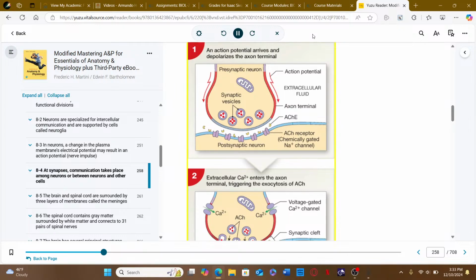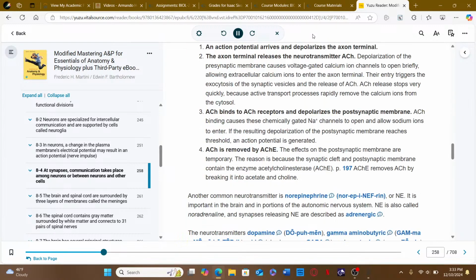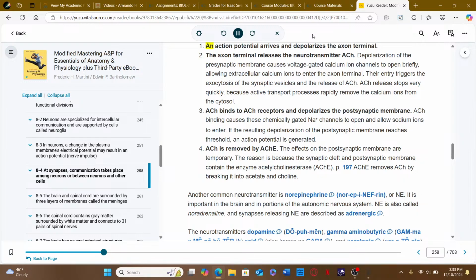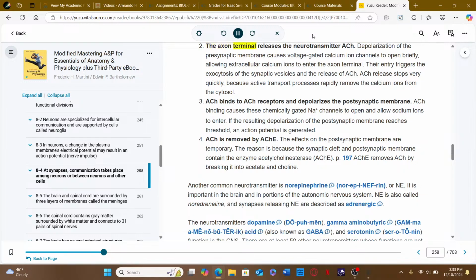Figure 8-11: The events at a cholinergic synapse. An action potential arrives and depolarizes the axon terminal. The axon terminal releases the neurotransmitter ACh. Depolarization of the presynaptic membrane causes voltage-gated calcium ion channels to open briefly, allowing extracellular calcium ions to enter the axon terminal. Their entry triggers the exocytosis of the synaptic vesicles and the release of ACh.